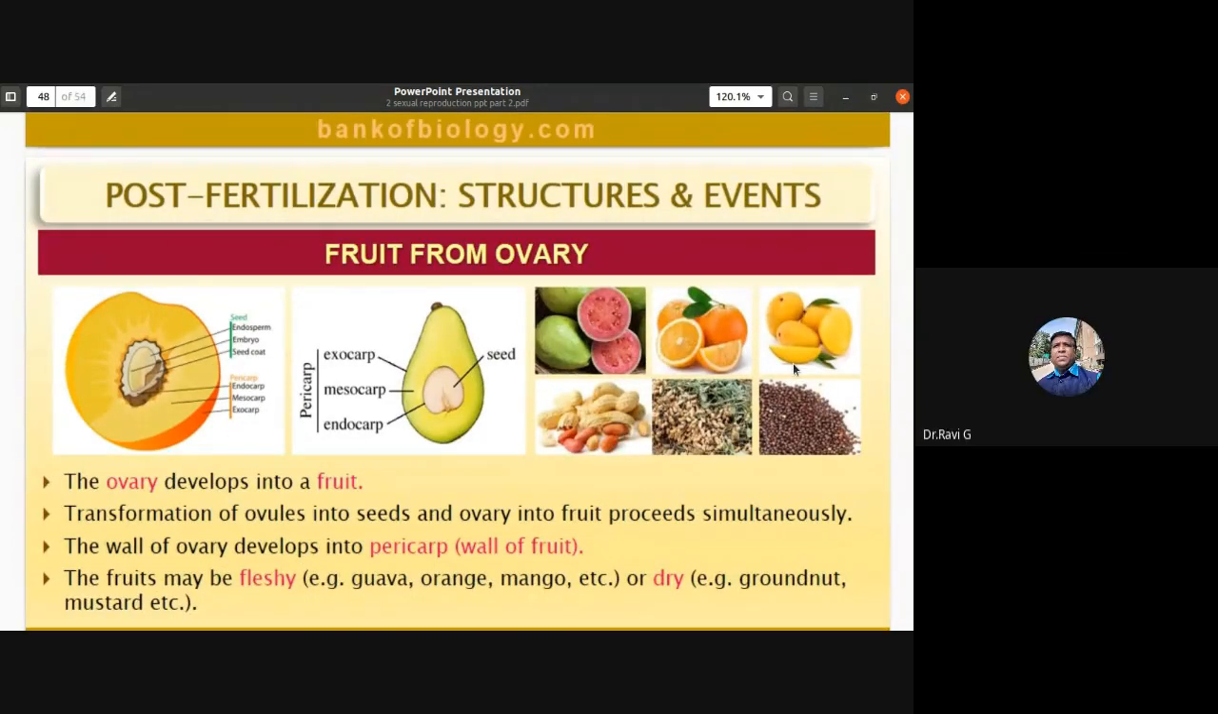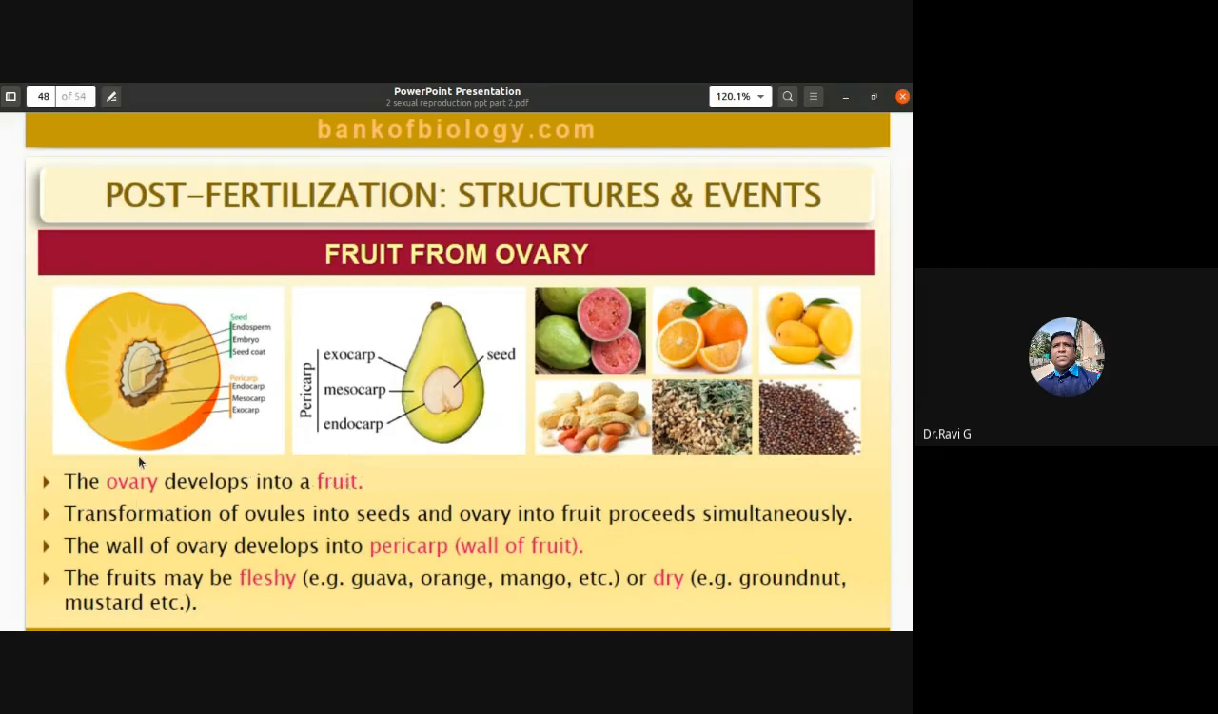So seed from ovule we discussed. The next one is fruit from ovary. The fertilized ovary forms the fruit. The ripened ovary develops into a fruit. So the fertilized ovary develops into a fruit.